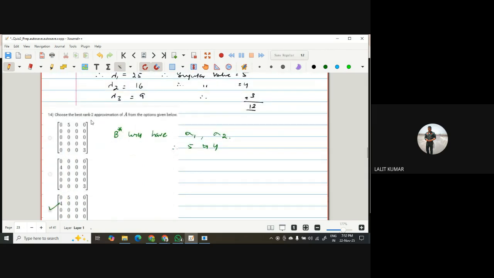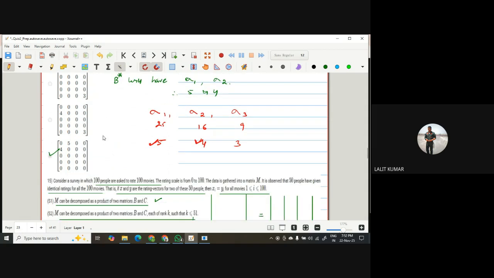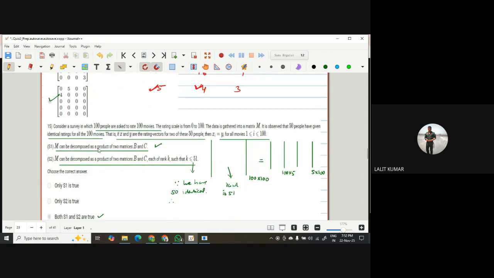Now choose the best rank 2 approximation of A. So now what we have done, we have found the singular values. For the best approximation, we know that it will always be from the highest to the lowest. So we have found eigenvalues 25, 16, 9, and singular values 5, 4, 3. So your best rank 2 approximation will contain these values 5 and 4. So whichever matrix has got 5 and 4, that will be the best approximation.